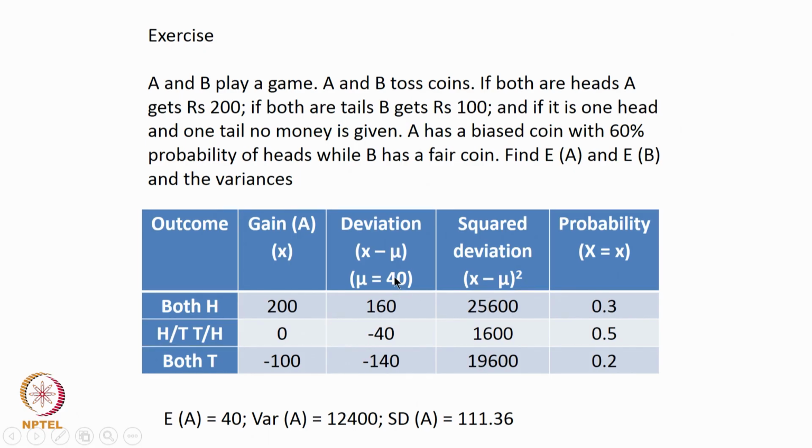So, we find the deviations x minus mu, 160, minus 40 and minus 140. Square values are shown: 25,600, 1,600, 19,600. So, the variance is 25,600 into 0.3 plus 1,600 into 0.5 plus 19,600 into 0.2, which gives us 12,400, and standard deviation of A is square root of 12,400, positive square root, which is 111.36.